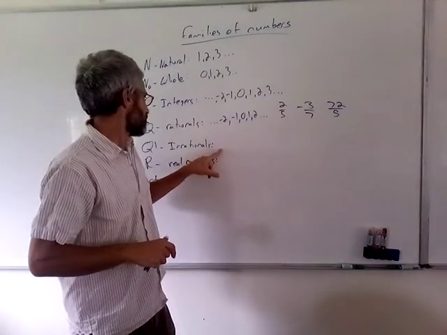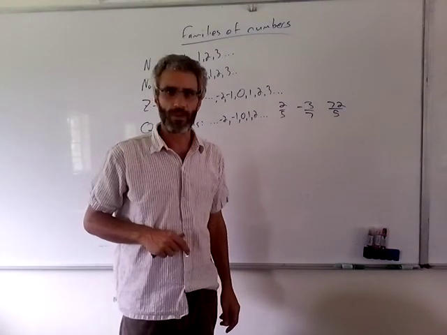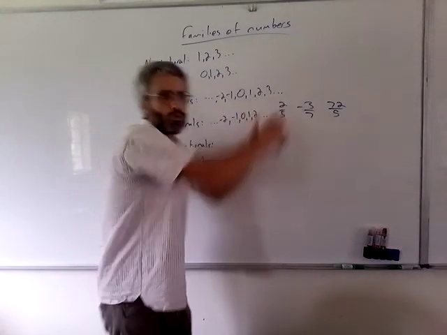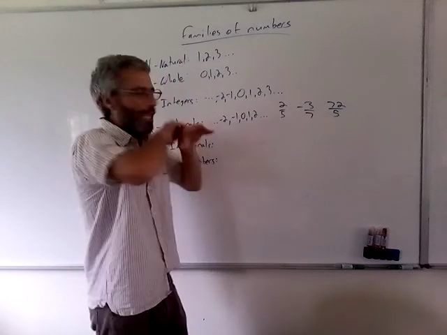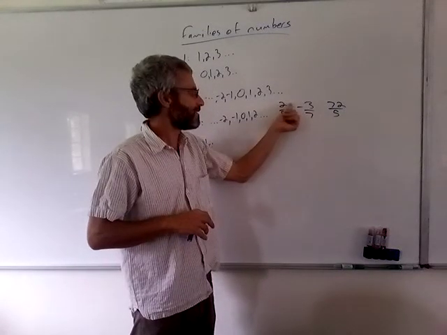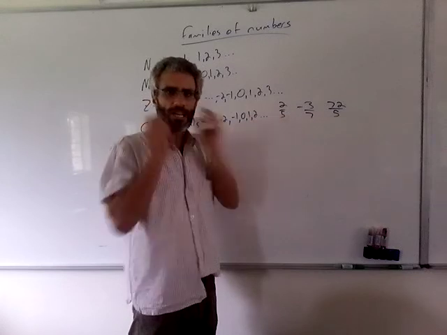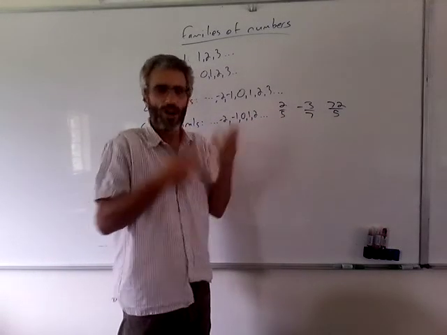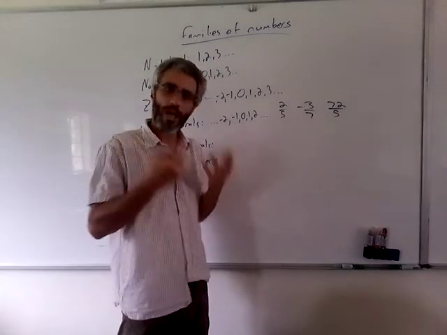The next group are what we call the irrational numbers. Okay? The irrational numbers are those that are not rational. In other words, you cannot write them as an integer divided by an integer. Now you might think, hang on, can't any number be a fraction? Well, the answer is no.